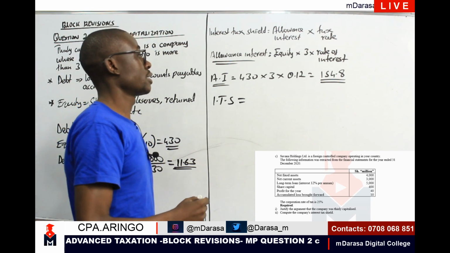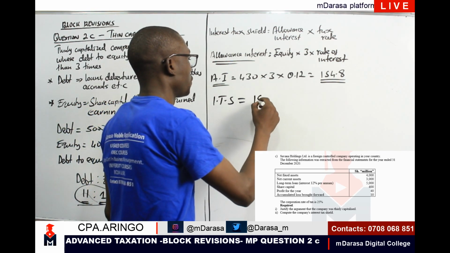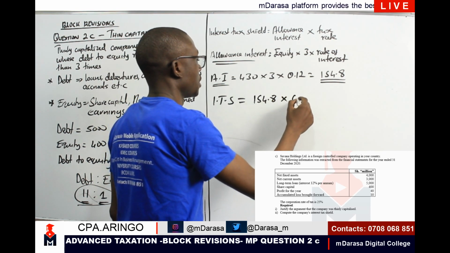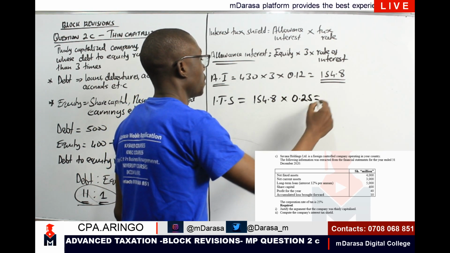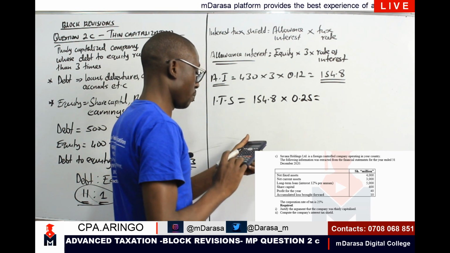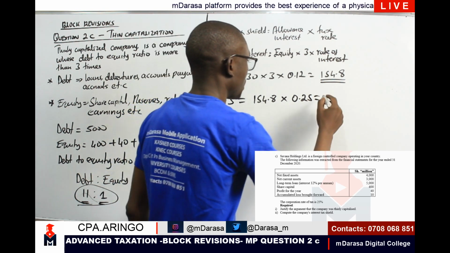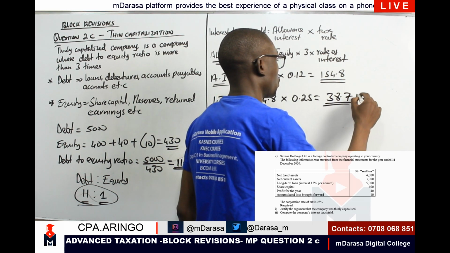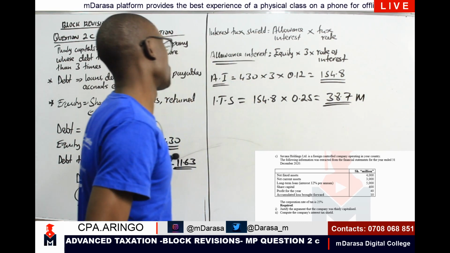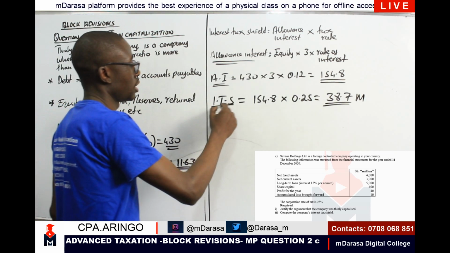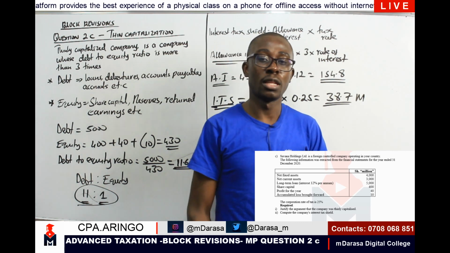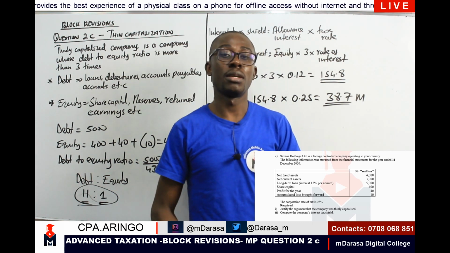Our interest tax shield therefore will be 154.8 multiplied by our tax rate, which you are given as 0.25, 25%. That should give us 38.7 million. Of course, our figures are in millions. So that will be our interest tax shield, and that is what the examiner wanted you to determine in that question.